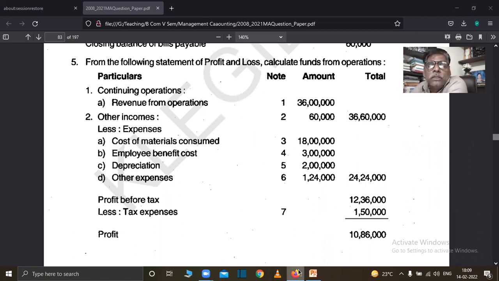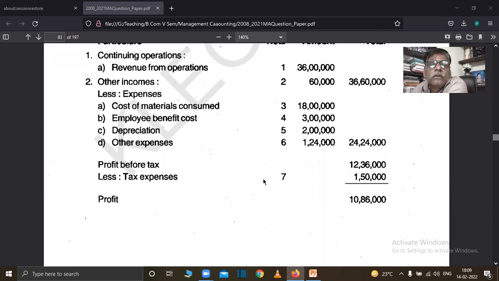In this problem, you see here, the schedule is given. As per schedule, it is not clear. So you see the details of notes. In the details of notes, you will get the clear picture. You take the net profit. Net profit is 10,86,000. You take 10,86,000 net profit, and in this net profit you add non-operating and non-cash expenses. Thereafter, deduct the non-operating and non-cash incomes.